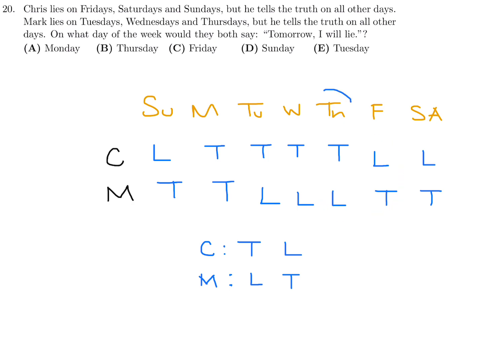There's a TL and an LT. So the day in particular is right here, right? Chris is telling the truth. So when he says, tomorrow I will lie, that is a truthful statement, and indeed, he does lie the next day. When you look at Mark, he's lying. So when he says, tomorrow I will lie, that is not true. He's not going to lie tomorrow. He's actually going to tell the truth tomorrow, and that's why it's T. So it works out, and it works out on the day Thursday. So number 20, the answer is B.